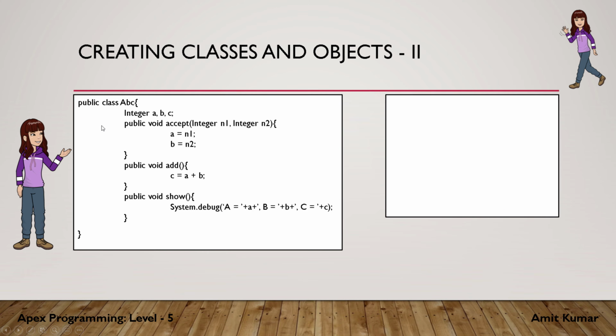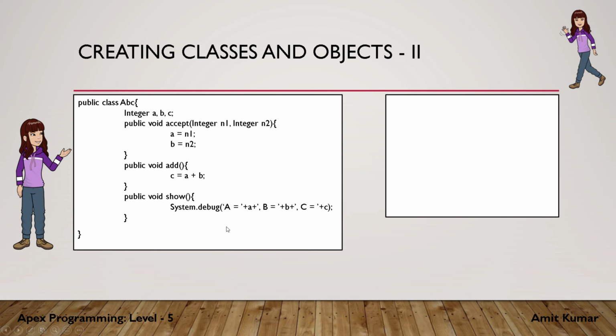Let's suppose I have created this class here, an ABC class, where I created 3 data members A, B and C. All 3 of them are integers, and I have created accept, add and show member methods. Accept method is accepting 2 integer values and assigning them to the 2 data members A and B. Add method is adding those A and B and storing the result in C. And show method is showing the value of A, B and C.